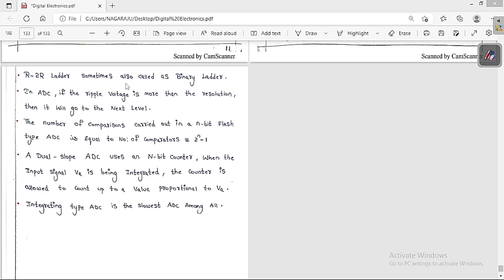So R2R ladder is sometimes also called a binary ladder. I have already told you that the R2R ladder has more accuracy when compared to the weighted resistor DAC.